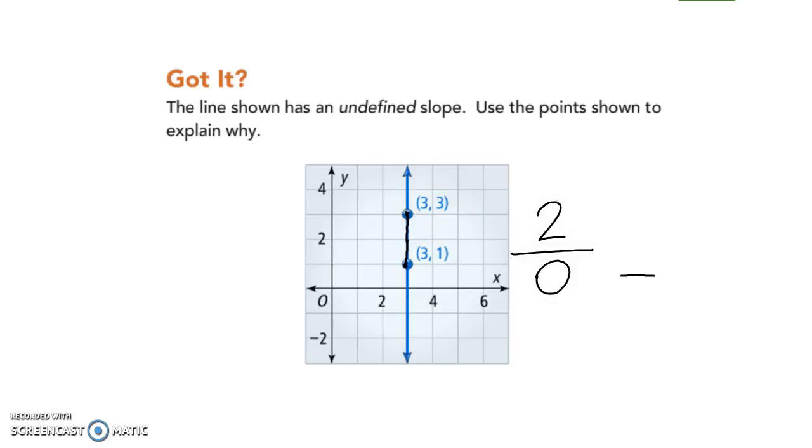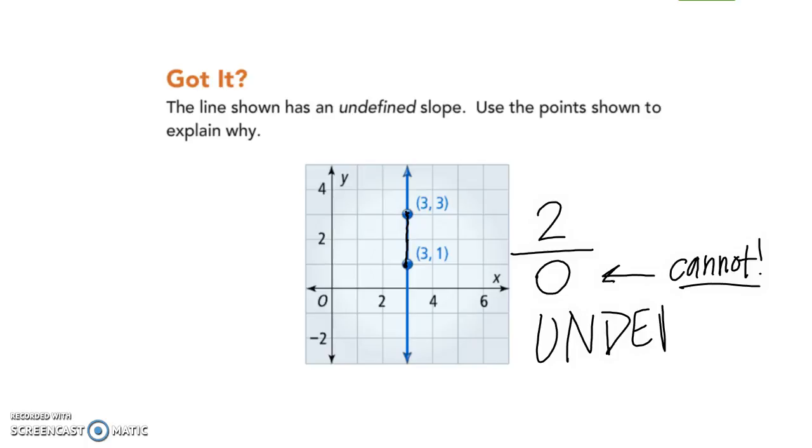In math, it is impossible to divide by 0. You cannot do this. Okay? So if you have something over 0, that is what we call undefined. That's why with a vertical line, we have undefined slope. Because your run would be 0, because we don't go left or right any for the slope.